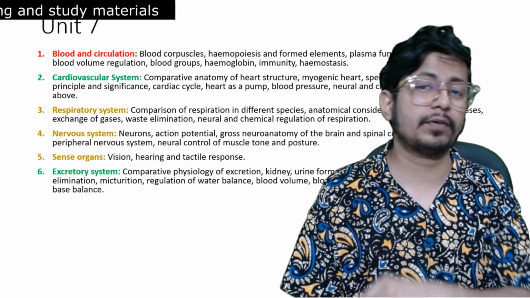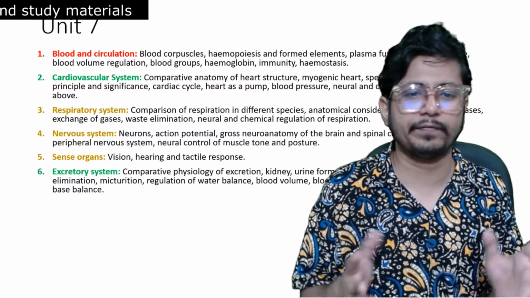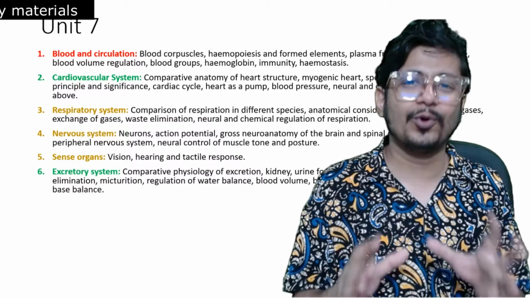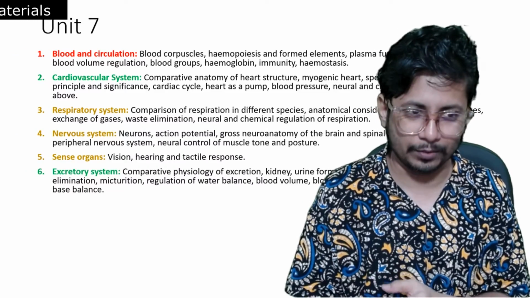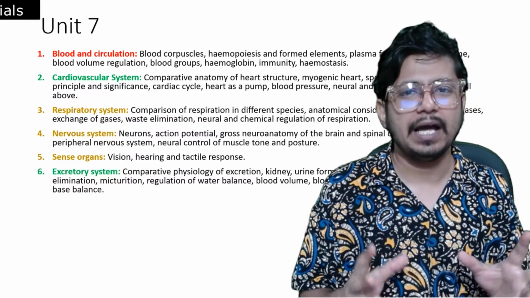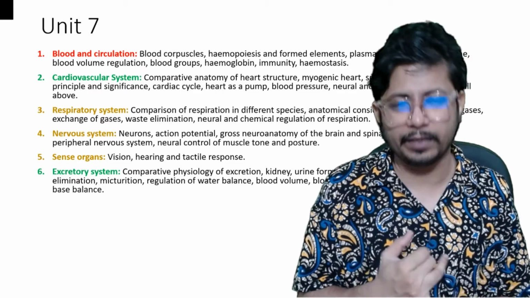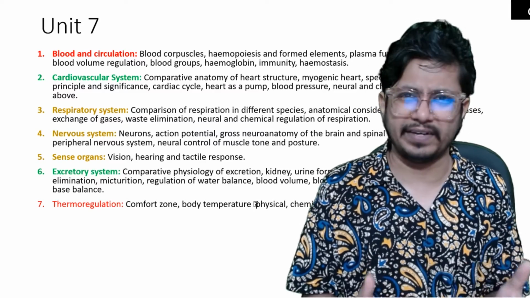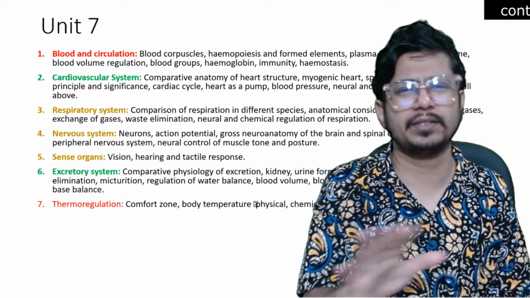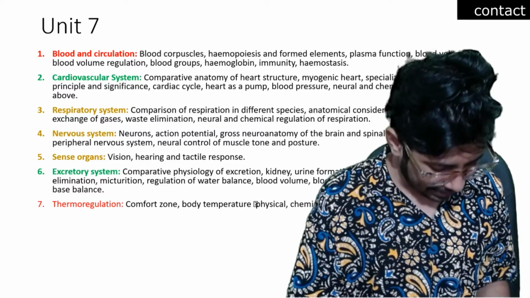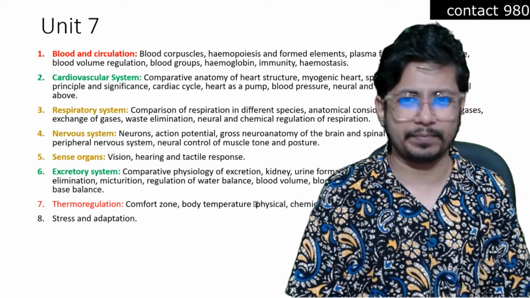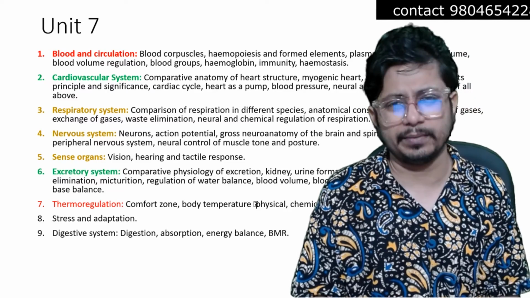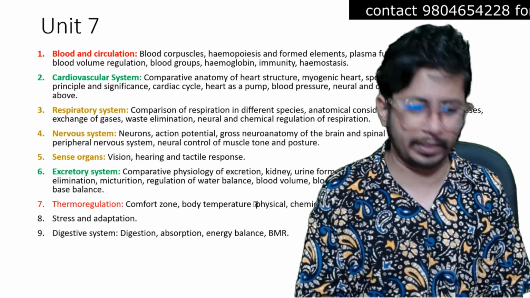Excretory system is very important for the CSIR NET Life Science syllabus. Comparative physiology of excretion. Most important is the formation of urine and the role of nephron in the formation of urine, waste elimination, and how exactly the blood volume and blood pressure are regulated. Very important. The next one is thermoregulation, red colored, least importance. I haven't seen a question from thermoregulation in a long time. Next one is stress and adaptation. Now stress and adaptation questions are not asked very often. Digestive system is not that important. They have not asked questions for the last 3-4 examinations.